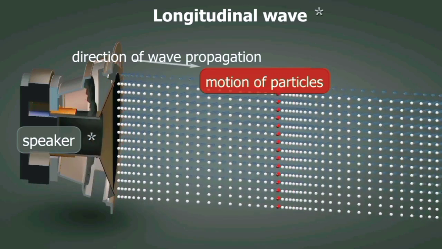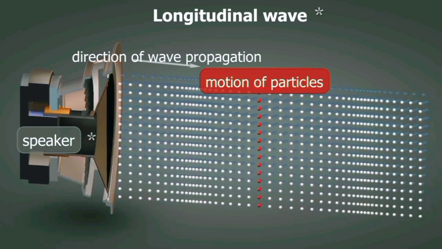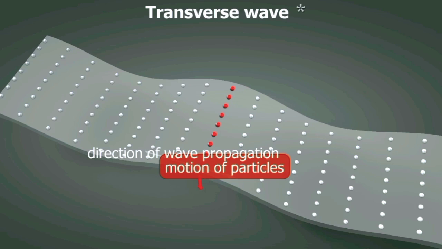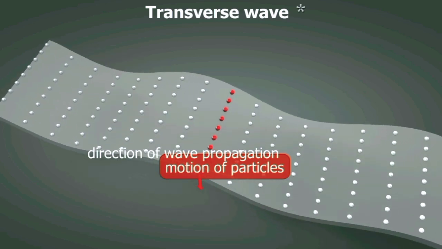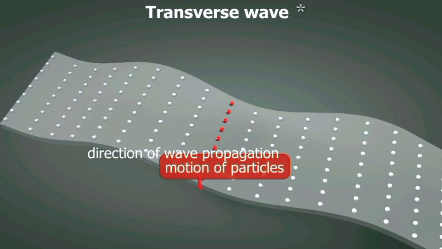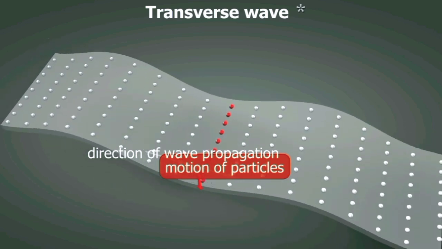Visual: if you push a slinky forward and backward along its length, the coils move back and forth in the same direction as the wave. Transverse waves: in these waves, the particles of the medium move perpendicular to the direction of wave propagation. These waves have crests, high points, and troughs, low points.